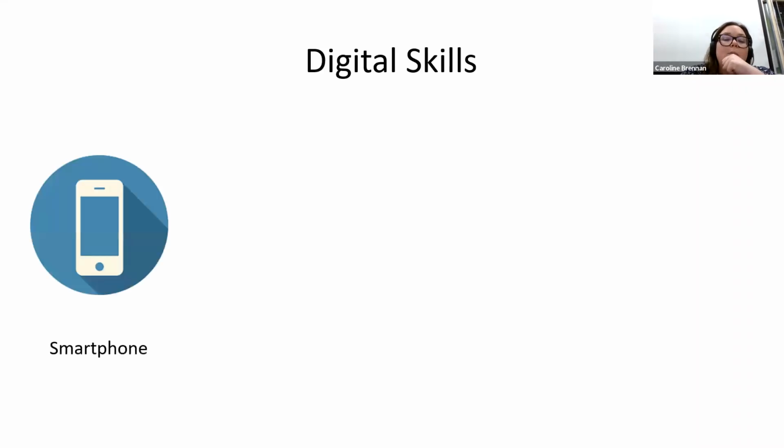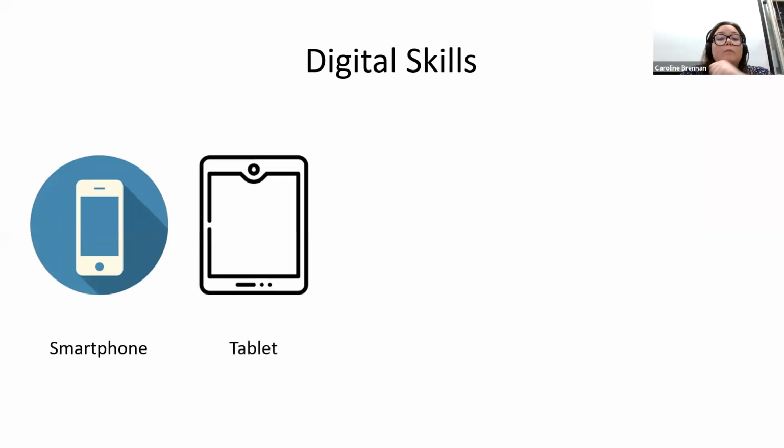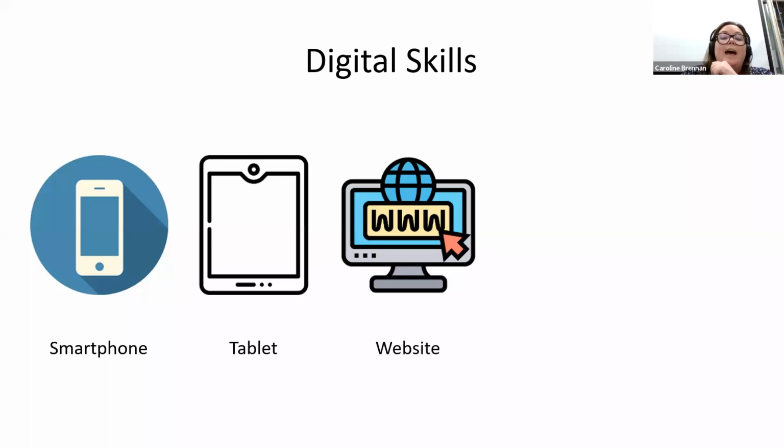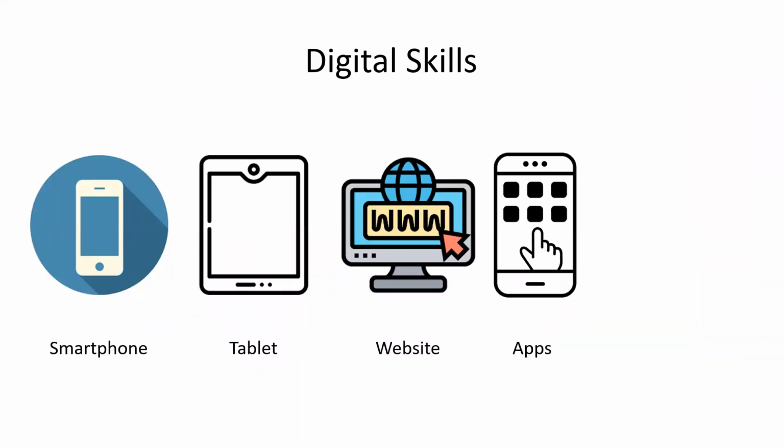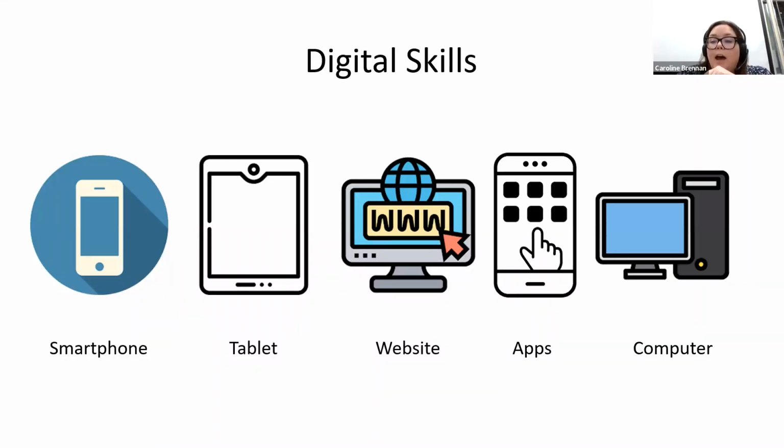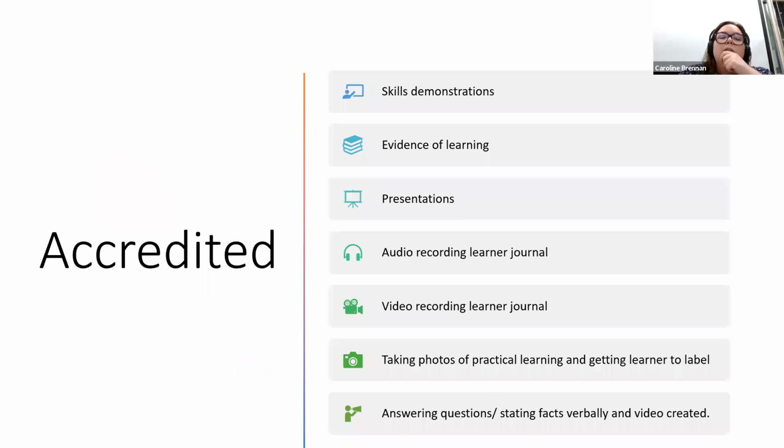When you're supporting your learners with their digital skills, that can mean anything from helping them to use their smartphone, helping them to use their tablet, accessing a website, or using a particular app. And what we're probably most familiar with is helping our learners to use a computer. So how can we use this in our accredited classes?